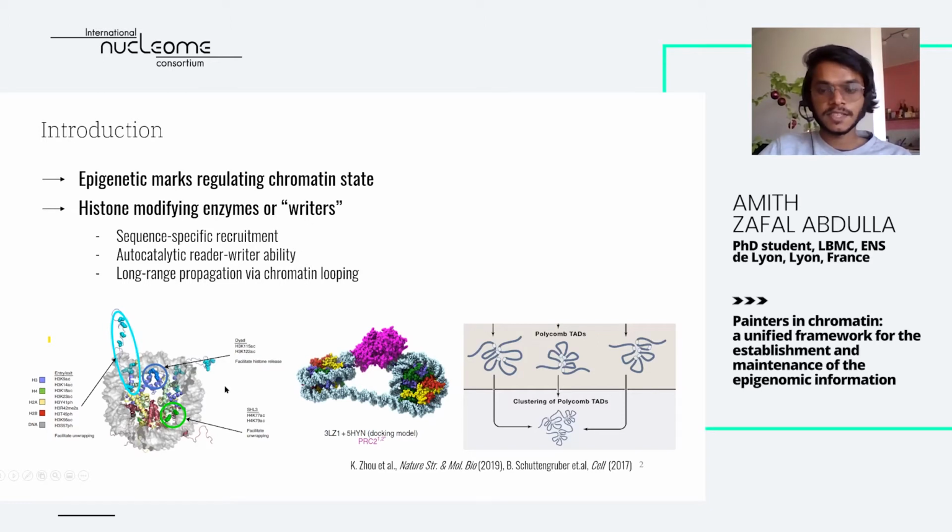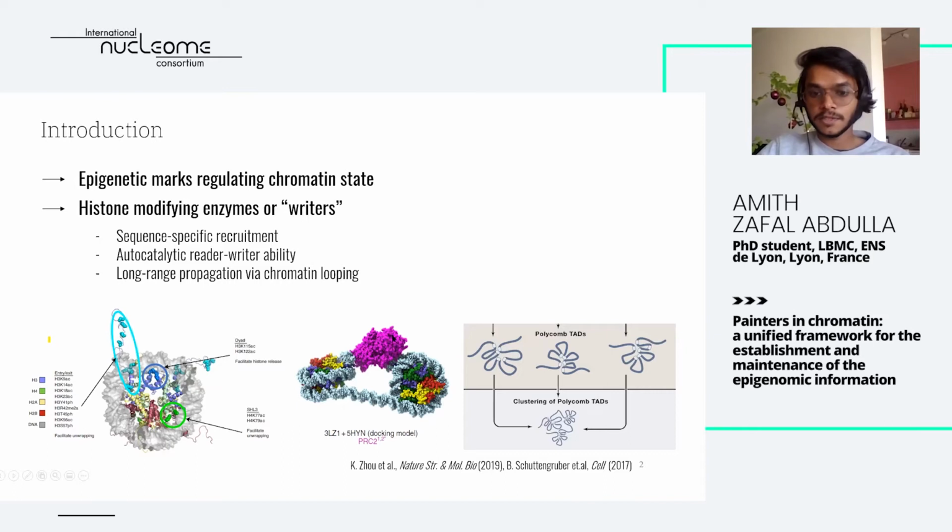Can we zoom out and have an all-encompassing picture which would describe this process in different species? The three key elements which we think would help us in doing that are, one, the sequence-specific recruitment of these enzymes. Here we assume that the modifying enzymes bind to some DNA binding proteins and have some specific affinity to the sequence itself. The other one is reader-writer ability of these enzymes, wherein the enzymes have a reader domain that reads the mark on one nucleosome and writes the same mark on an adjacent nucleosome in 3D.